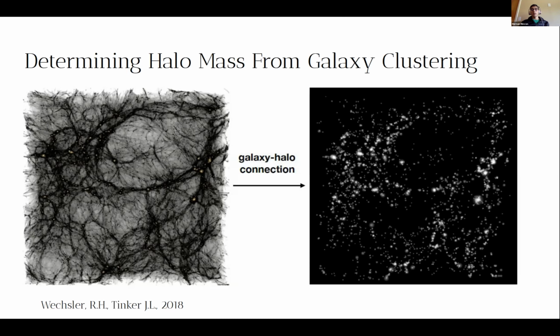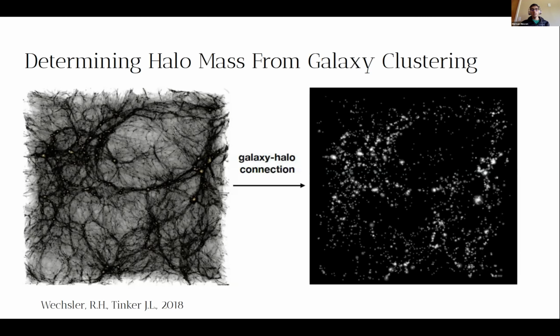But what we can't see is baryonic matter, stars and galaxies, and it's of interest to be able to find some sort of relation between the distribution of baryonic matter and the properties of dark matter, so that we can learn more about what dark matter might look like in our universe. This type of relation is called the galaxy-halo connection. This image on the right here shows the stars and galaxies.